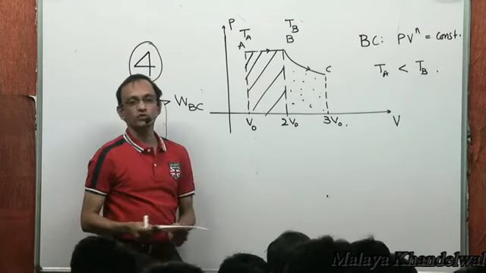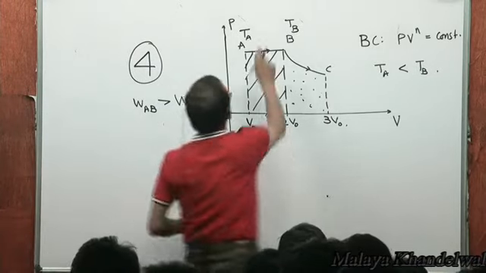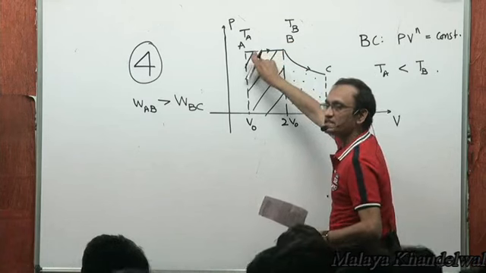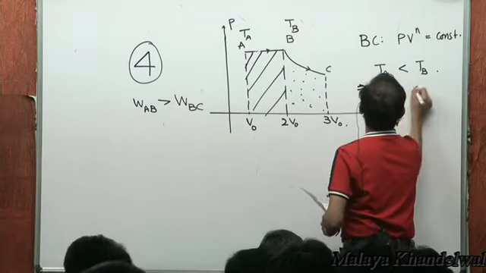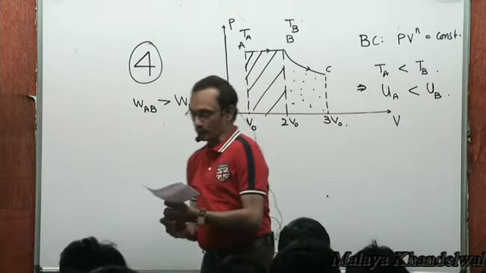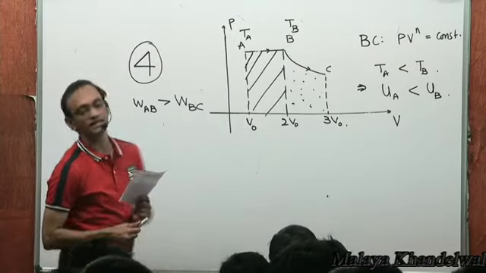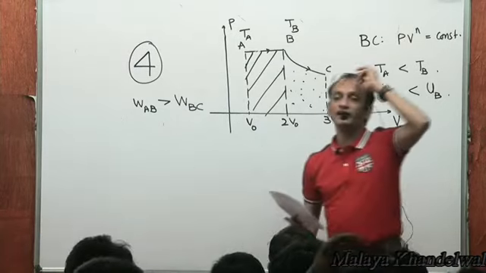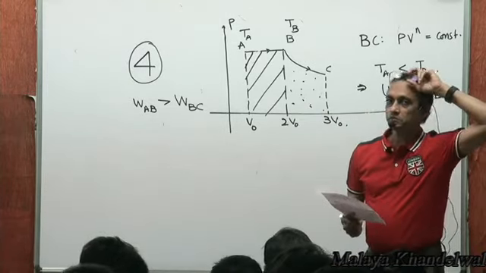PB less than PC? Nonsense. TA equal to TB equal to TC? Stupid. So if the temperature at A is less than the temperature at B, then we can simply say the internal energy at A is less than the internal energy at B. So option D seems correct, because TA is less than TB, so the internal energy at A would be smaller than the internal energy at B. Right?